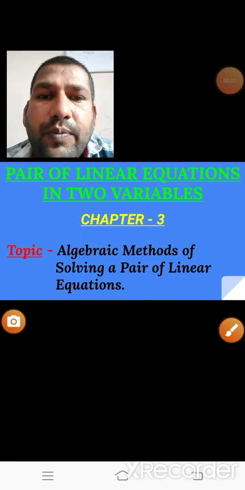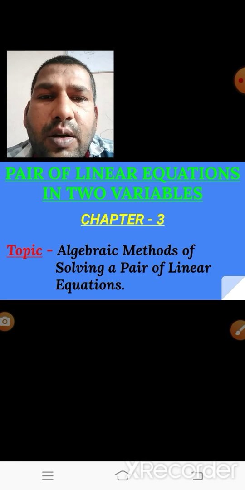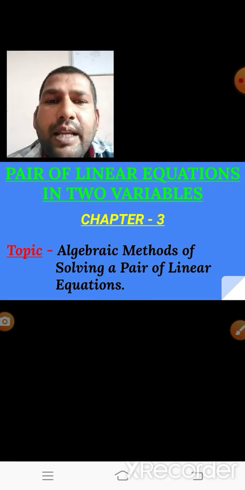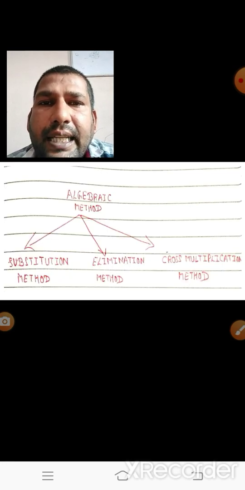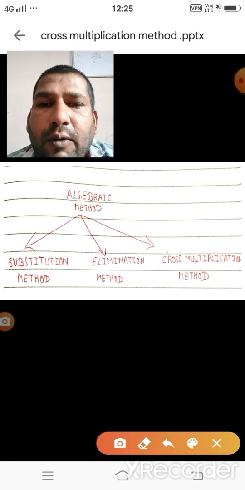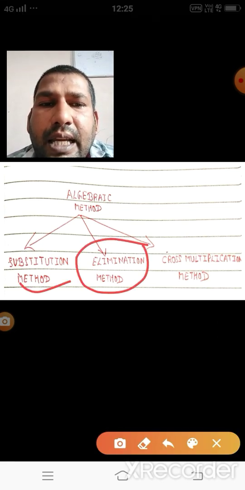Sai Ram to all. This is the fifth presentation on the third chapter, Pair of Linear Equations in Two Variables. We are solving pairs of linear equations by algebraic methods, and there are three methods. The first one, the substitution method, we have already read. The second is elimination, and in this presentation we are going to learn about the cross multiplication method.